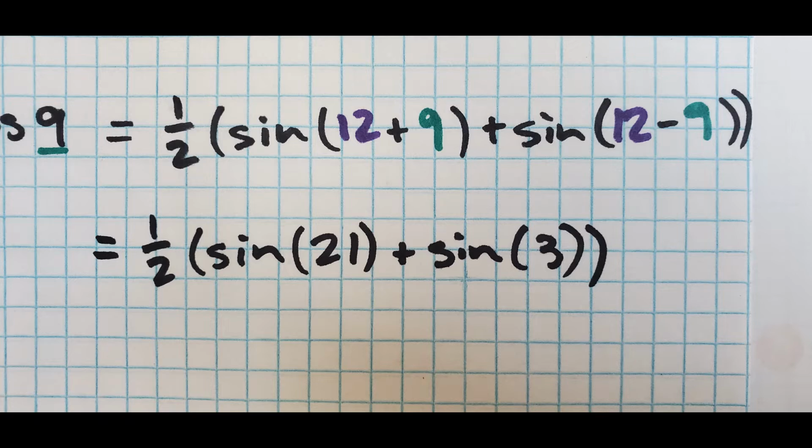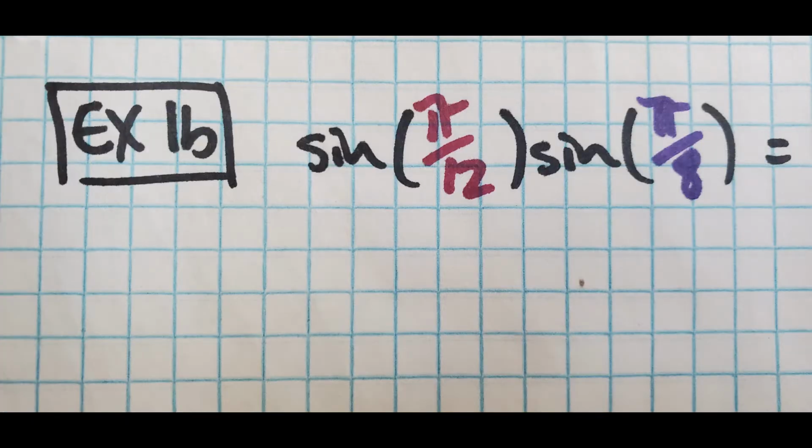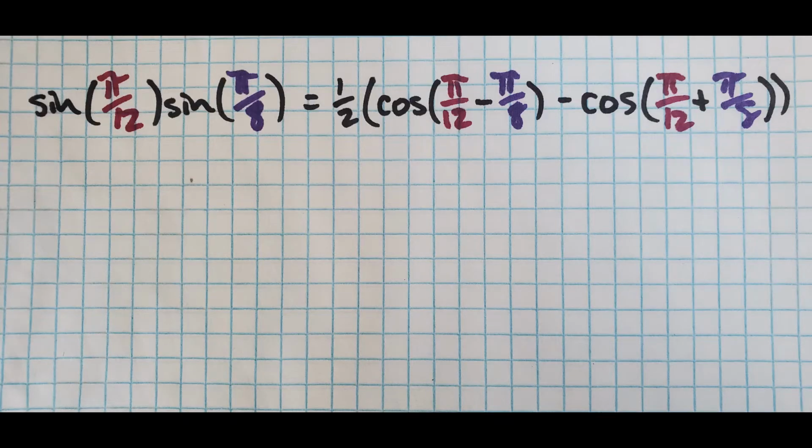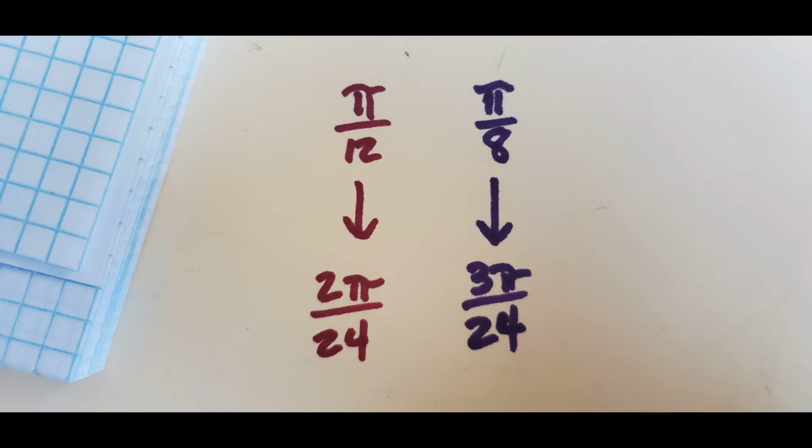All right, let's look at example 1B. Now this one is in radians, so you're going to have to do a bit of fraction work, but it's not too hard. This one is sine and sine, so I go to my identities and I look at the sine and sine one. So I'm going to use this one right here. I plug in pi divided by 12 and pi divided by 8, and this is what you end up with. Now to subtract and add those fractions, you do have to have a common denominator, so I turn them both into 24s. Here's my work right here.